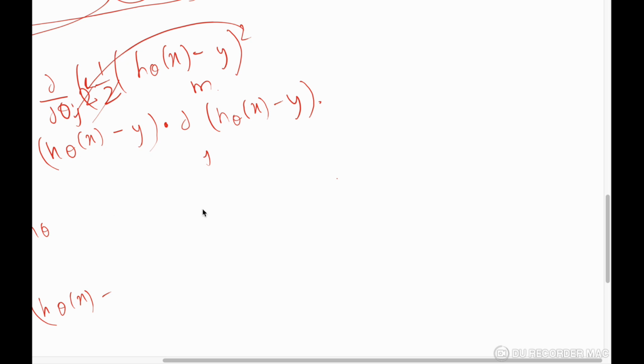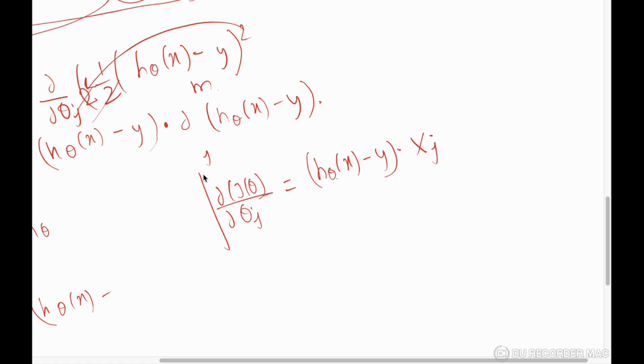Okay, now our final output, the derivative of j of theta with respect to theta of j, is h theta of x minus y times x of j. This is the derivative.